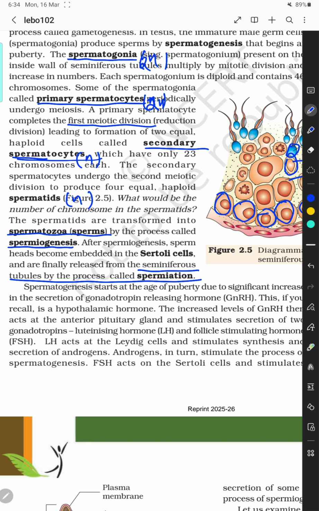Sertoli cell. After spermiogenesis, the sperm head that is inside the Sertoli cell for nourishment, which helps in differentiation, is finally released from the seminiferous tubule, and that is known as spermiation.